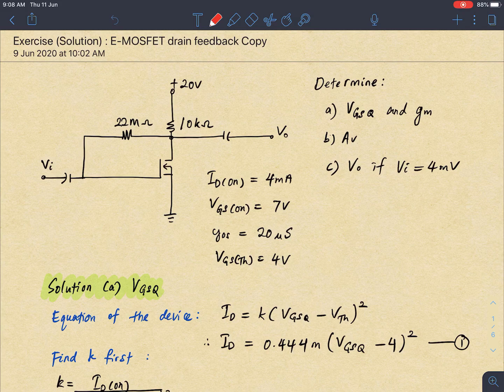Okay, this question asks you to find VGSQ and gm, and then Av, Vout, finally Vout when Vin equals 4 millivolt. Even though I don't mention that this is a drain feedback configuration, you must know just by viewing this. So this is the RF. Any circuit that has RF, we call it a drain feedback. And this is the E-MOSFET used in this circuit.